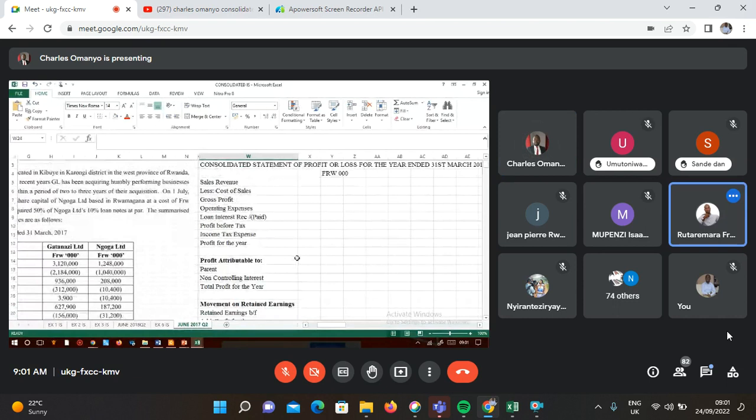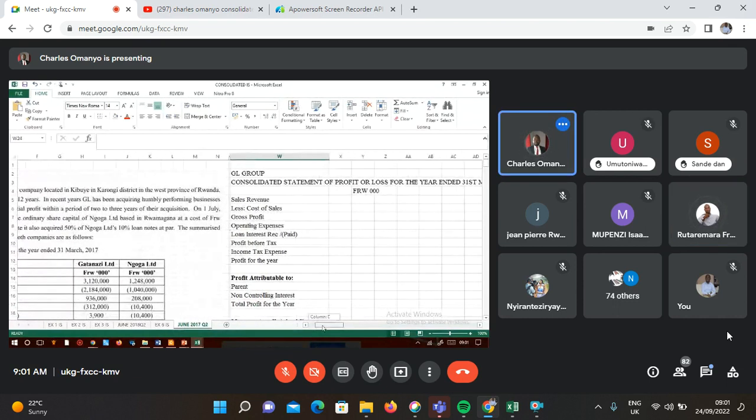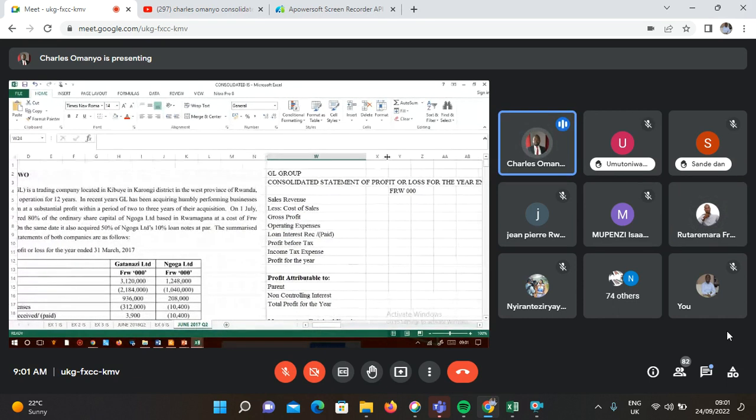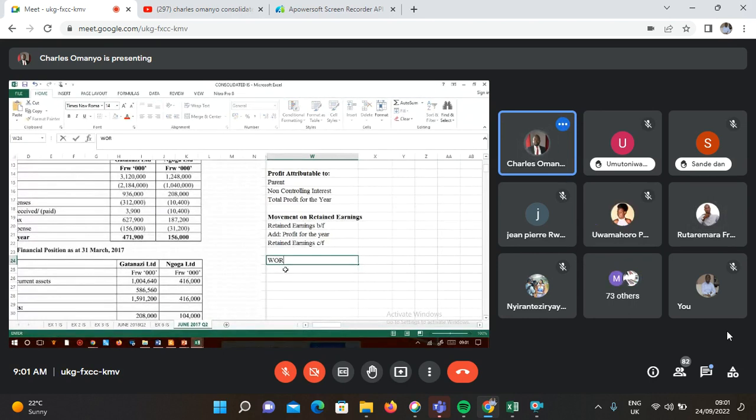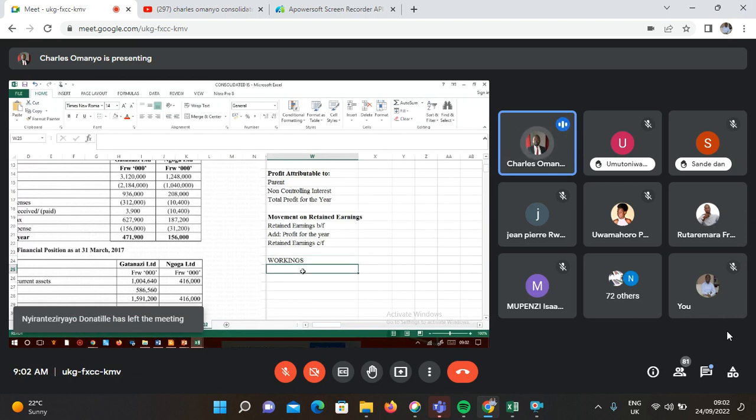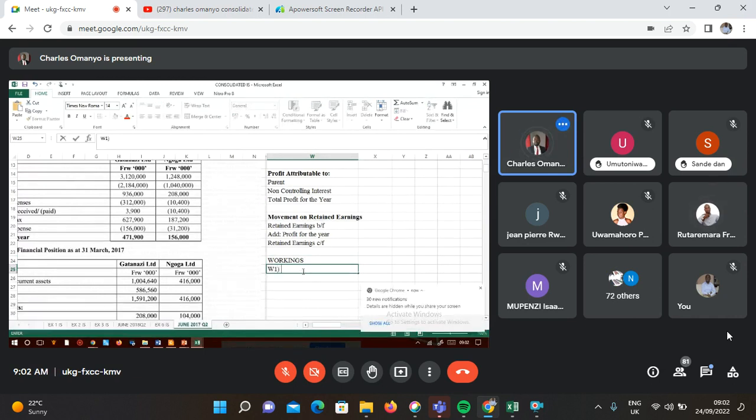Now, look at what we are doing now. Let's start with revenue. When we are starting with revenue, I'll have my workings. And in my workings, I want my working one, because later on we'll be covering balance sheets. To save my time in the balance sheet, I'll have the dates. My first working should be listing the dates.